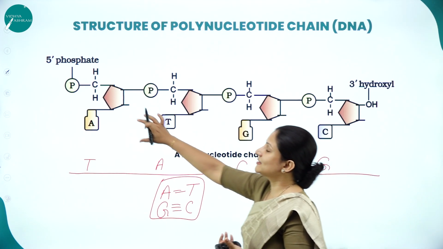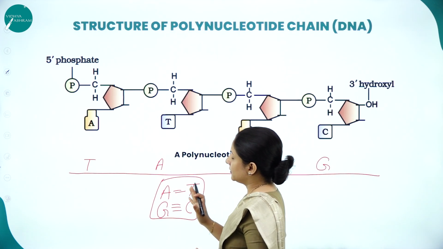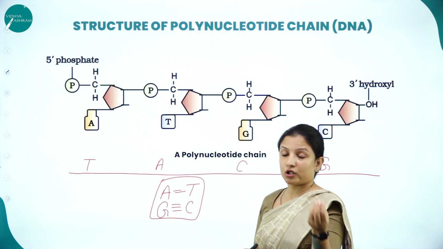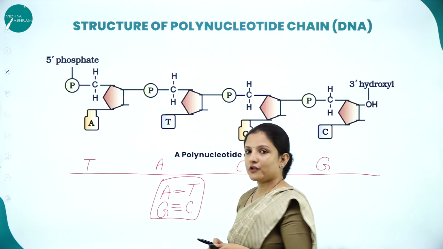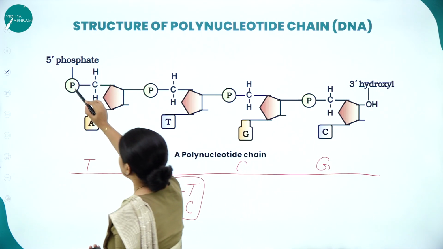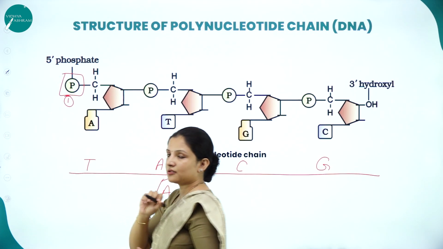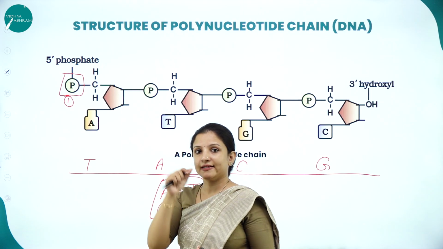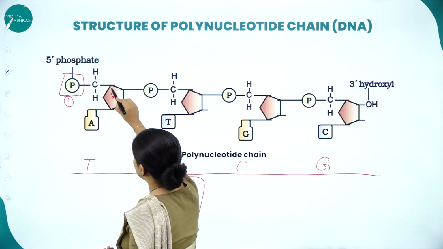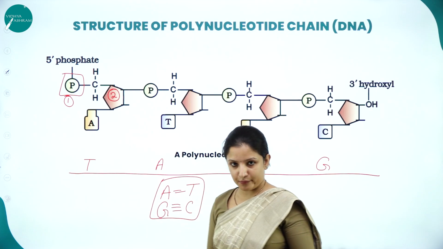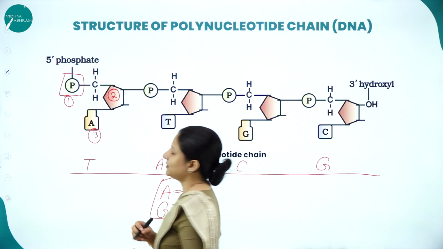So here one single strand has been shown for better understanding. What are we learning about? We are learning about the structure of the nucleotide, right? Can you see here? There is a phosphate group. A nucleotide is made up of 3 components, as we learned in the first slide. The second component is a deoxyribose sugar, and the third component is this one, a nitrogenous base.